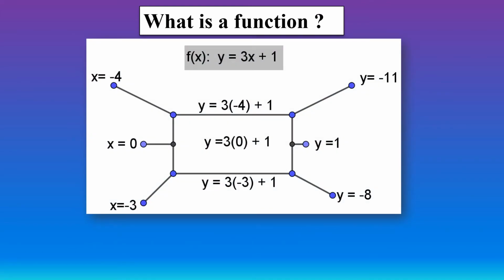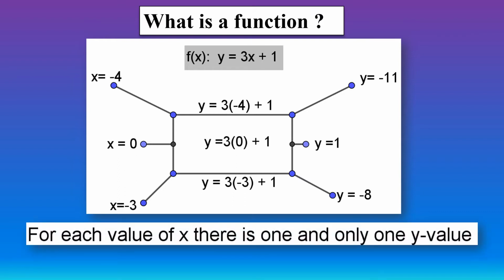When x equal to minus 4, we substitute minus 4 into the equation. We get minus 11. Use the calculator. X equal to 0, then we get y equal to 1. And when x equal to minus 3 into the equation, we get y equal to minus 8. So the x value and the y values are very clear. We see that for each value of x, there is one and only one y value. So such an equation, we call it a function. So we say f(x) is a function.